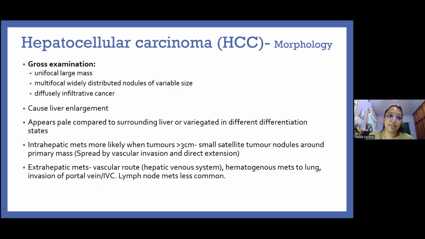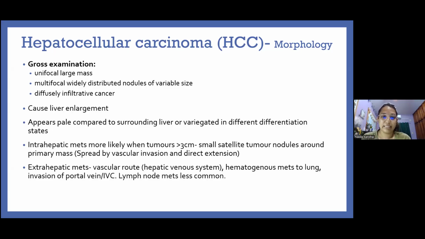On gross examination, hepatocellular carcinomas may appear as a unifocal large mass, multifocal, widely distributed nodules of variable size, or a diffusely infiltrative cancer. They appear pale compared to the surrounding liver, or in different differentiation states may appear variegated. The natural course of hepatocellular carcinoma is progressive enlargement of the primary mass until it disturbs either the hepatic function or metastasizes.